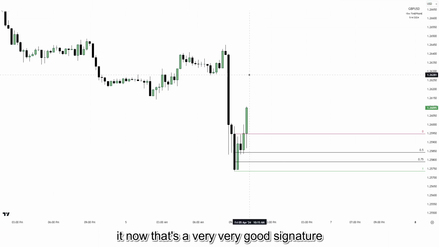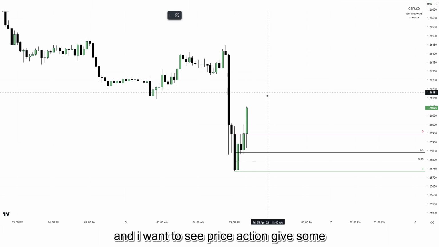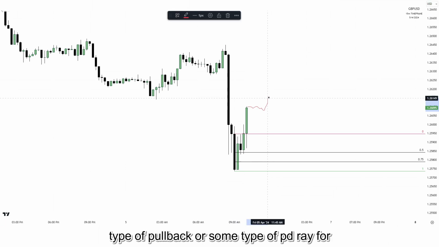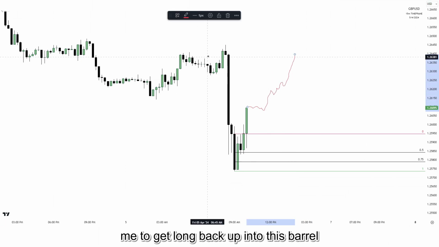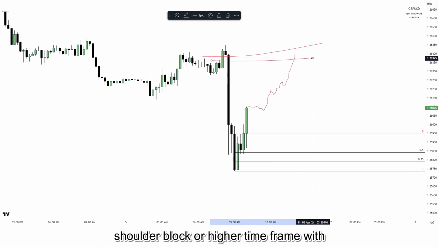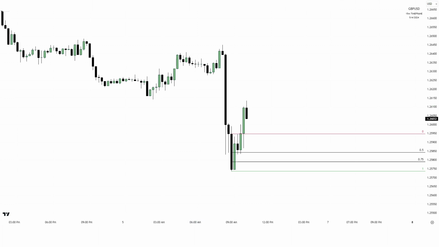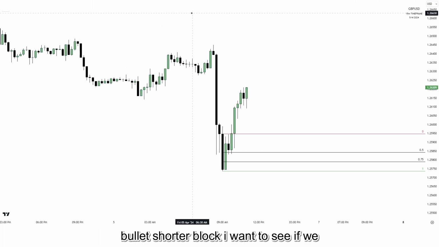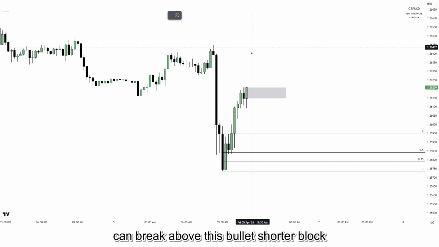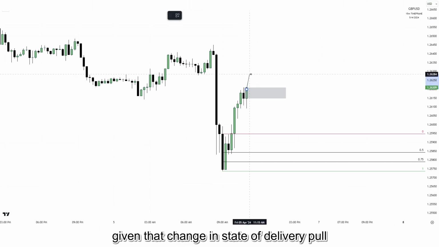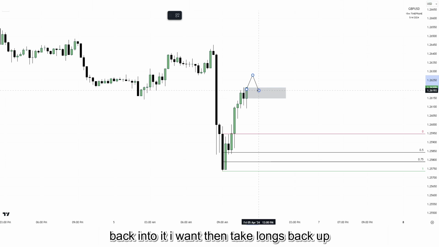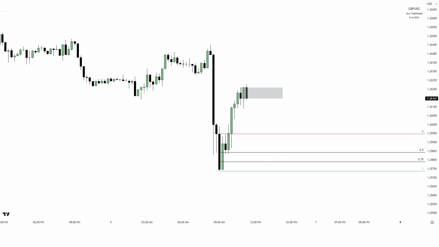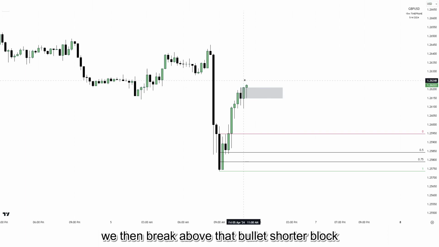Now that's a very, very good signature, and I want to see price action give some type of pullback or some type of PD array for me to get long back up into this bearish order block or higher time frame wick rejection level. Price then creates this bullish order block. I want to see if we can break above this bullish order block, given that change in state of delivery, pull back into it. I want to then take longs back up into this level. We then break above that bullish order block.